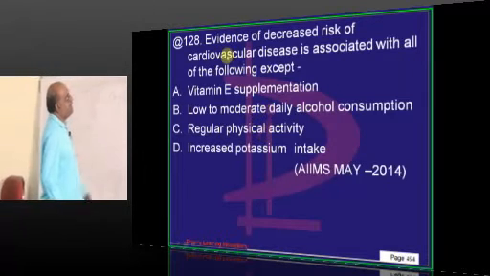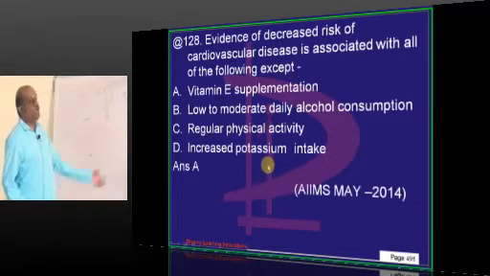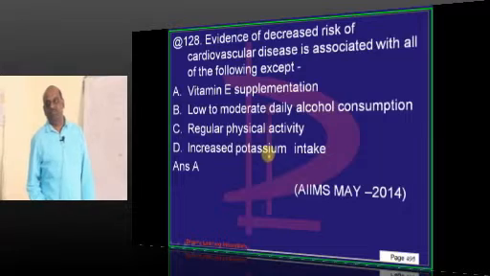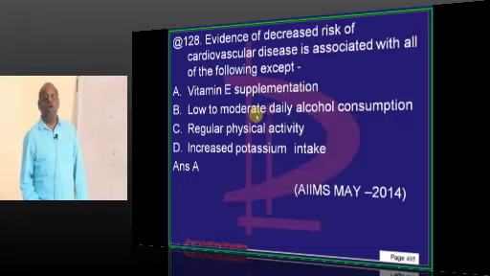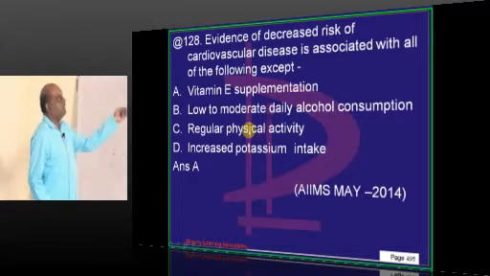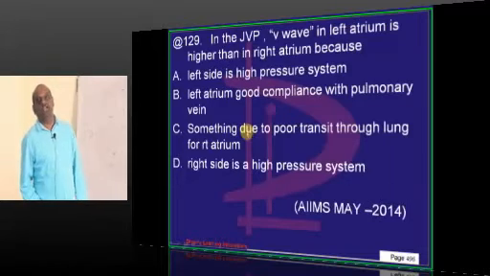Then cardiovascular disease: if you take more potassium, tomatoes, good for BP. Physical activity, good for BP. Moderate alcohol, good for BP, but don't write it in the prescription. Vitamin E supplementation is not implicated.